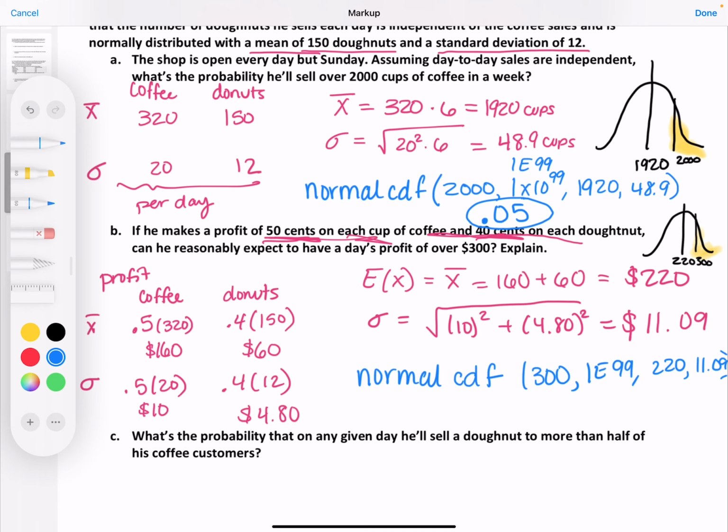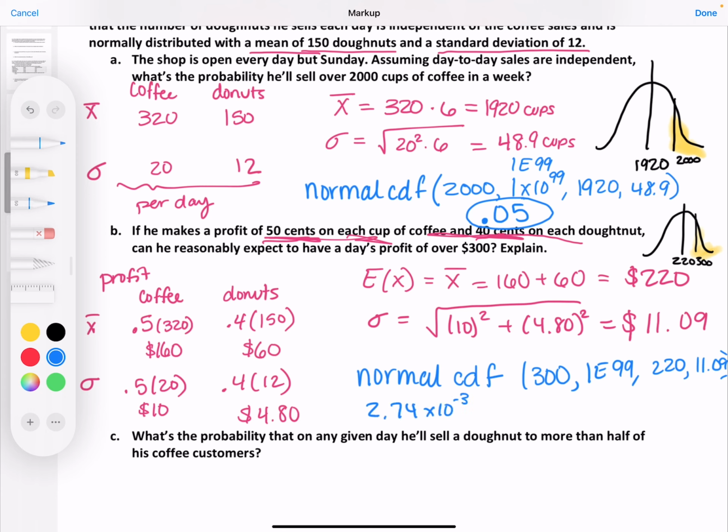And if it was flipped and we wanted the left side, we would do the lower bound of negative 1 times 10 to the 99th and then put in whatever we're trying to get for the less than. And then the mean and the standard deviation. 2.74 E to the negative 13. Yeah. Bingo.